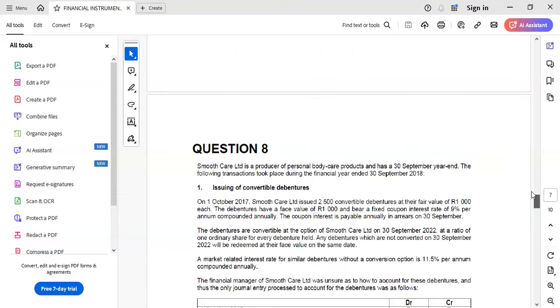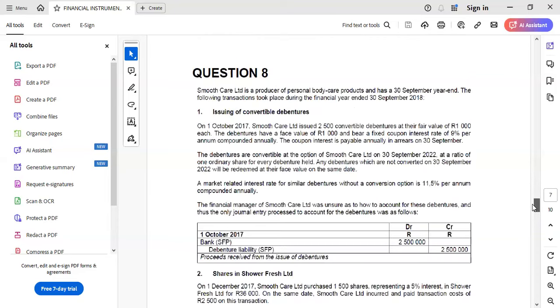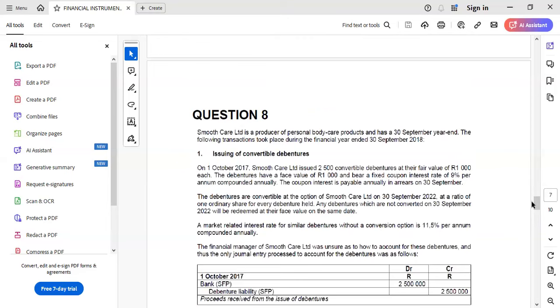Right, I will do number 8. After doing number 8, you can also do number 7 using what I would have done in number 8. Right, they said Smooth Care Limited is a producer of personal body care products and there's a 30 September year end. The following transactions took place during a financial year ended 30 September.